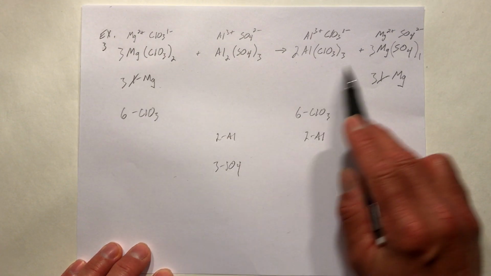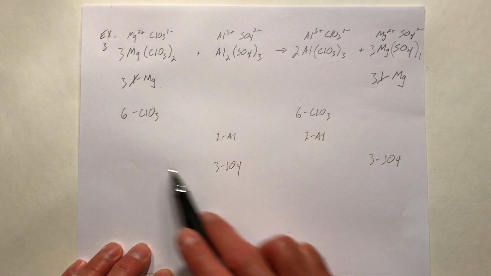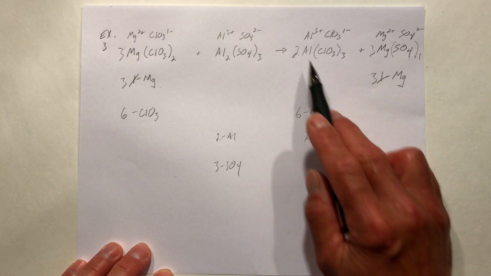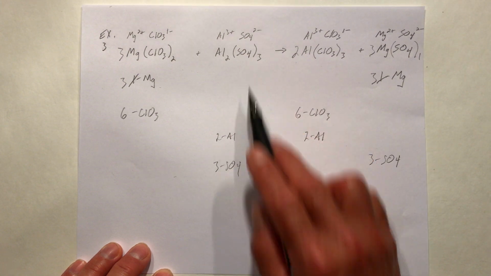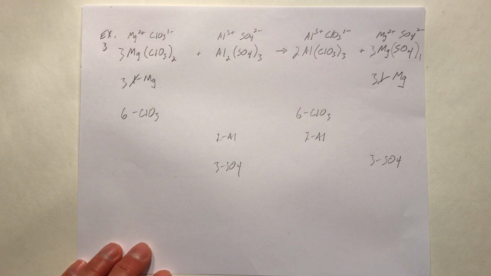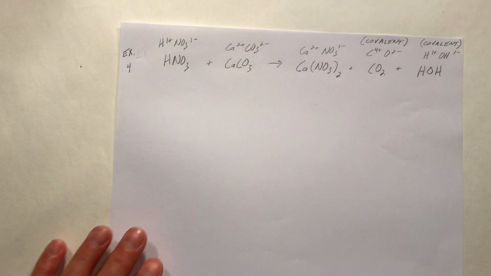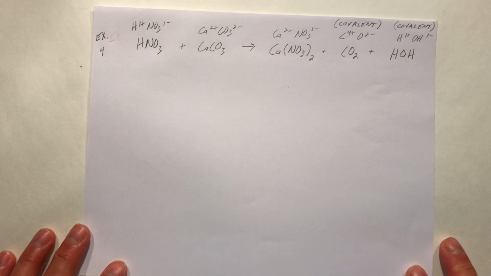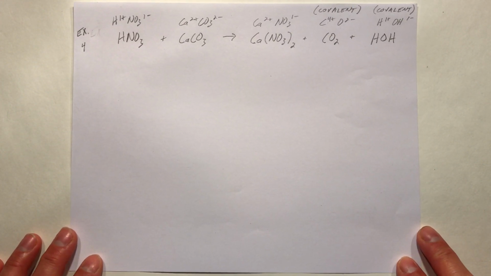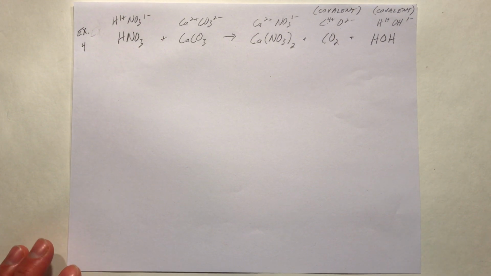All right, so we have 3 Mgs, 3 Mgs, 6 ClO3s, 2 times 3 is 6 ClO3s, 2 Als, 2 Als, 3 SO4s, and 3 SO4s. Always a good idea to go back and check your work after you've balanced an equation because these can be complex sometimes. Sometimes the problems that look complex are not, and sometimes the problems that look easy are complex.